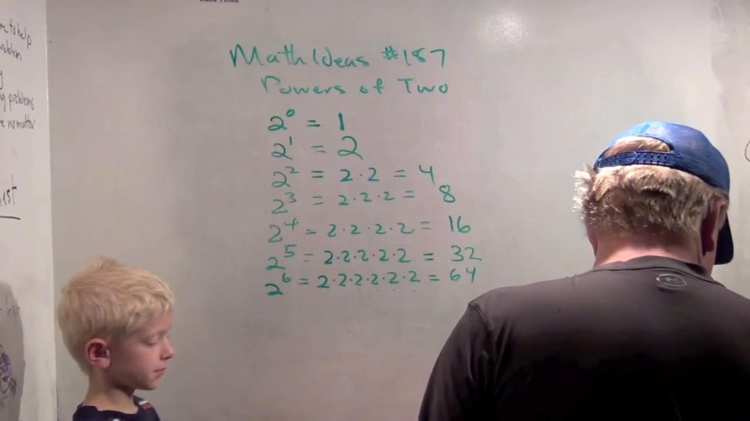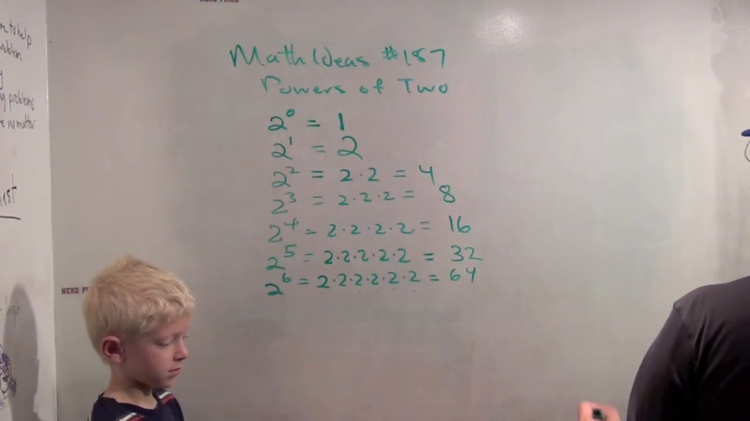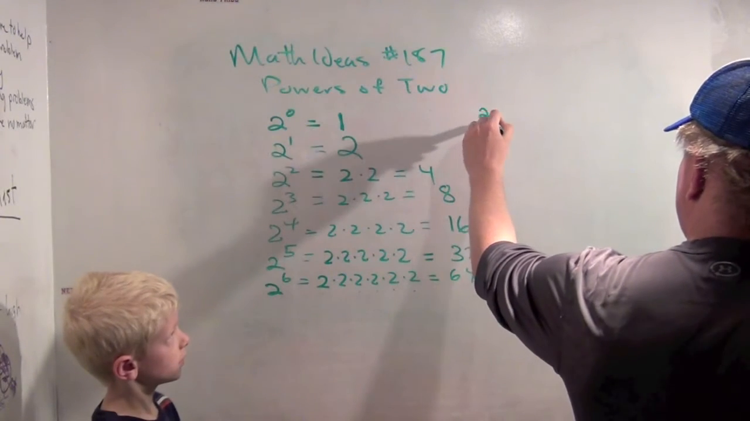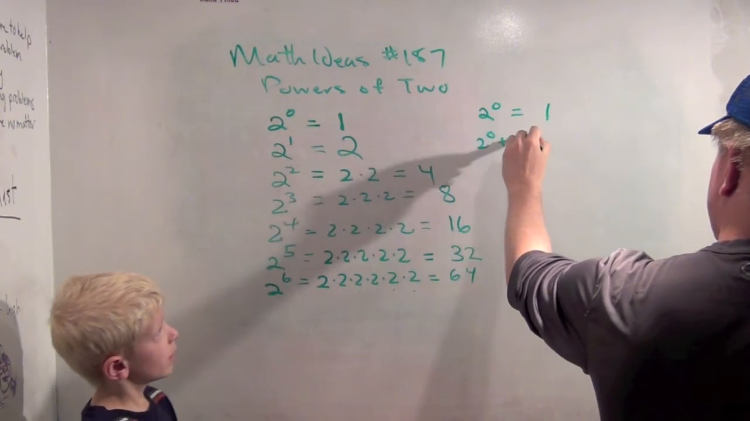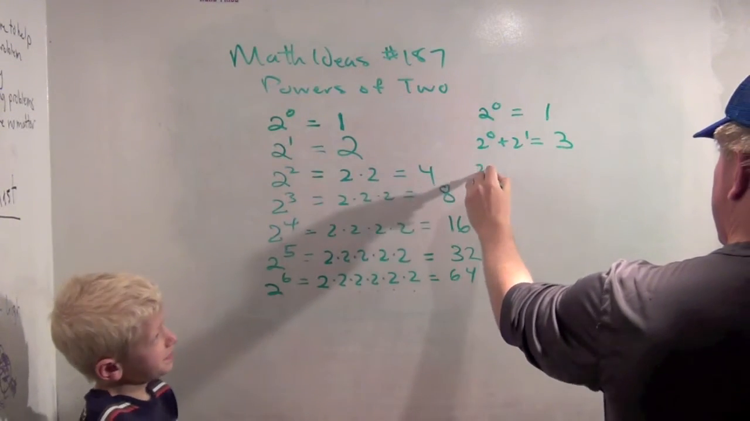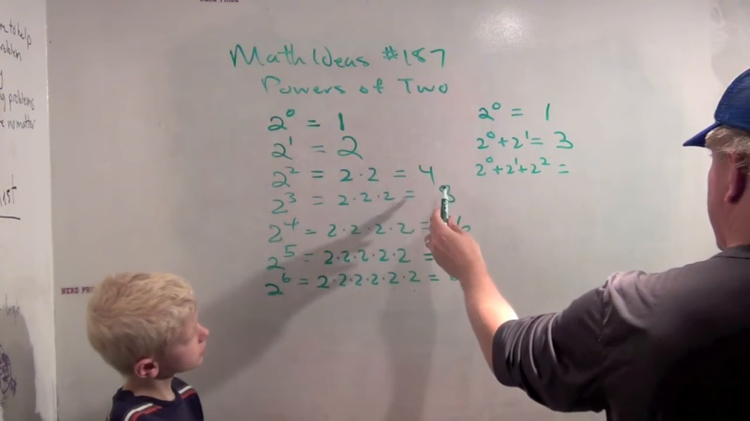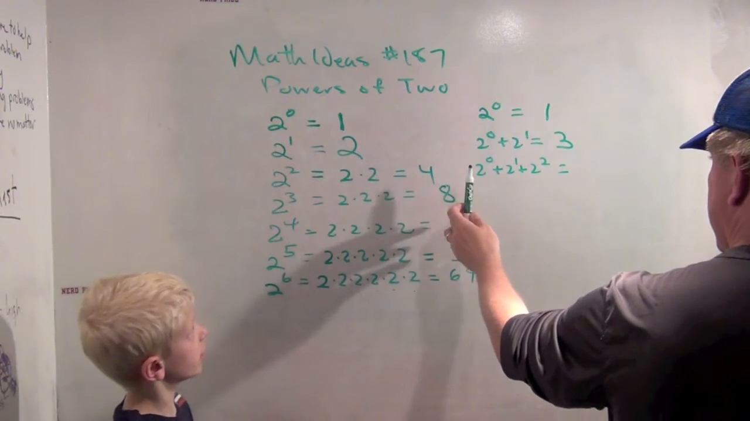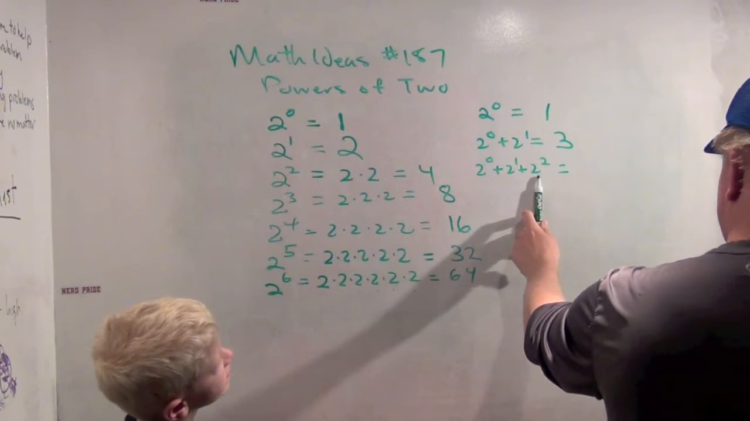Okay, so now these powers actually have pretty interesting properties. 2 to the 0 is just 1. 2 to the 0 plus 2 to the 1 is just 3. 2 to the 0 plus 2 to the 1 plus 2 squared. What's 2 squared? 2 squared is 4. So what's 2 to the 0 plus 2 to the 1 plus 2 squared equal?